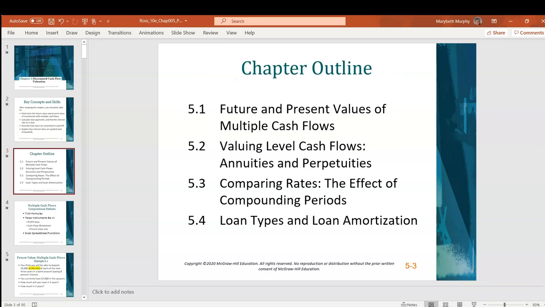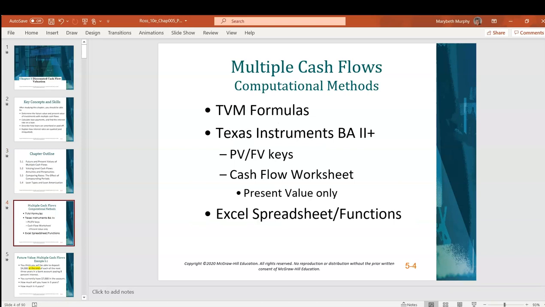All right, the outline. First, we're going to go through how you calculate future and present value of multiple cash flows. Then we're going to talk about annuities and perpetuities. And then we're going to look at the different interest rates, the effective annual rate and the APR, the annual percentage rate. And then we're going to talk about loan types and loan amortization.